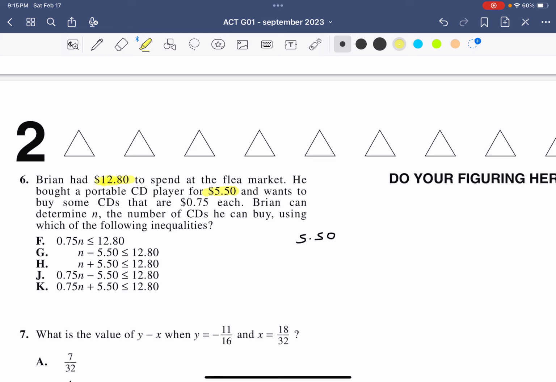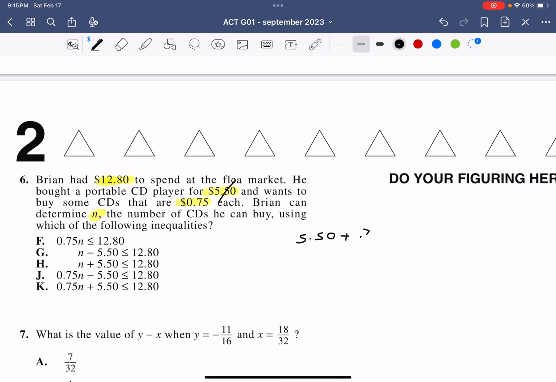And then he can buy a CD for 75 cents, and N is the number of those CDs he can purchase. So this right here has already been spent. So that's his total. If he wants to purchase a CD, then it's 75 cents for every one of those CDs. So if he buys 2 of them, that's 75 cents and 75 cents, which is $1.50. If he buys 3 of them, that's going to be 3 times 0.75, which is $2.25.